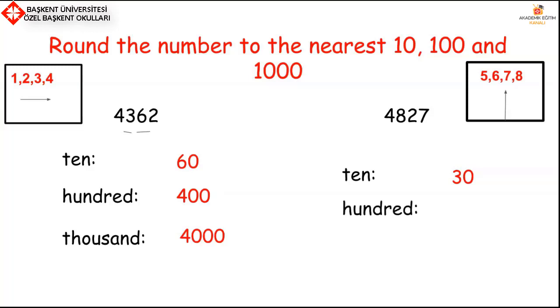Have a go at doing the hundreds. The 8 is your 100. Look at the 2. What are you going to do? You're going to stay the same, so it's going to be 800. And finally, the 1,000. 4. Look at the 8. 8 means we're going to go up, so it's going to be 5,000.